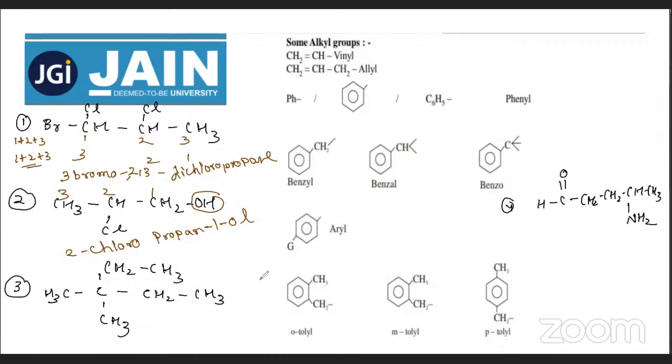Next one, if you're writing 2-ethyl, 2-methyl butane. First, try to find out the longest chain. If you find the longest chain, it will be 1, 2, 3, 4, 5. If I go the other way, what will be there? 1, 2, 3. So in either case, it is 3. So I am getting 3,3-dimethyl. Because I have 5 carbons, I write it as pentane.